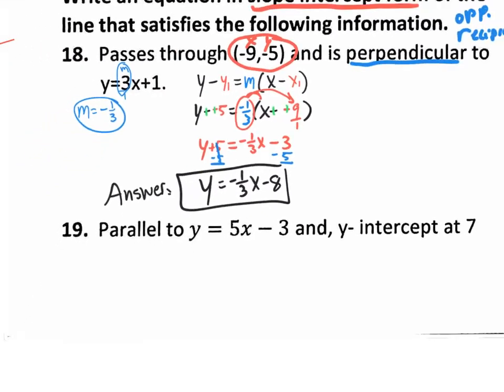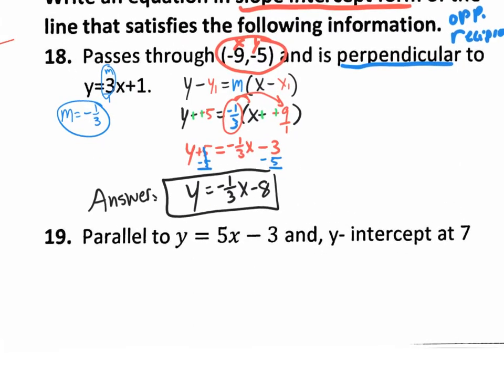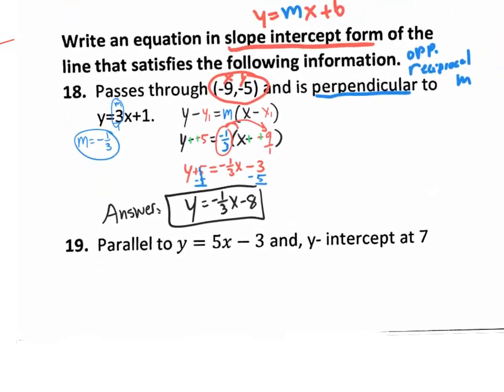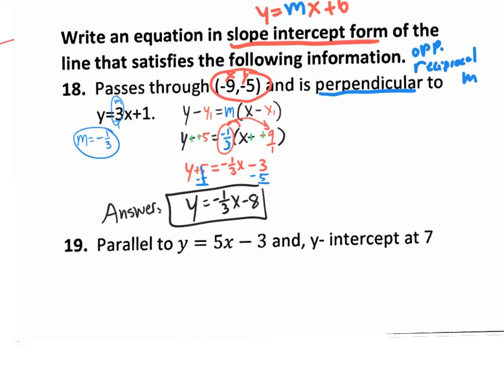That was easy. Number 19, I guess it's not exactly the same. The same knowledge is needed, but it's way easier. What does parallel mean? Same slope. Same slope. So same slope, same m value. So what's our slope going to be? The same as this guy, which is 5. So we could put m equals 5.